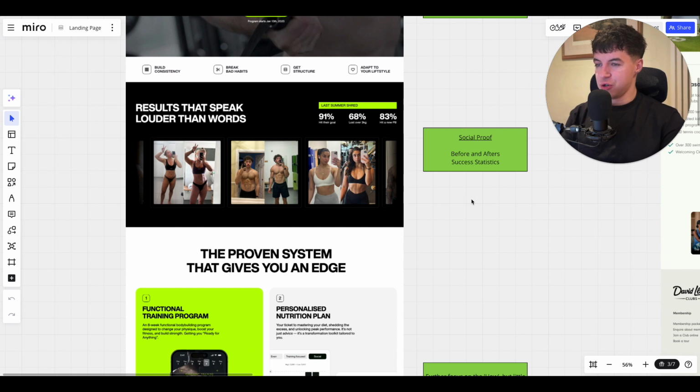So next we have social proof. They have hammered us with some social proof in this section. We have some success statistics from the last program that they ran. They also have some before and afters. This is a carousel. Obviously this is an image of their landing page, so we can't see that, but it's a scrolling carousel of all the people in their program that have got results.